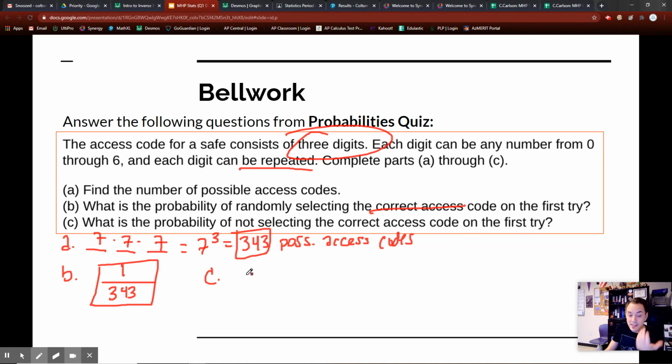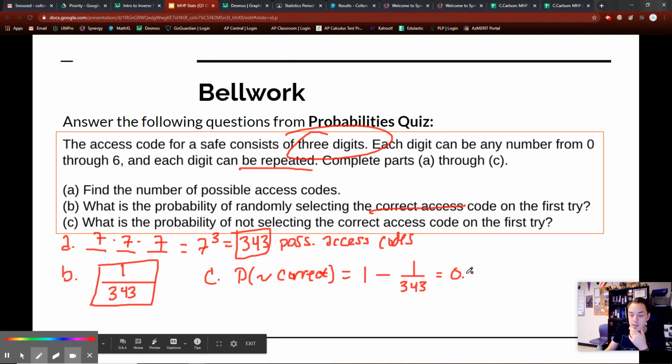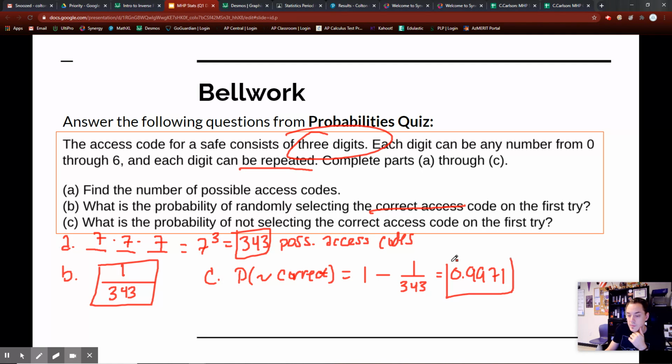And then C, what's the probability of not selecting it? So the probability of not selecting the correct access code is equal to 1 minus 1 all over 343. So this is the probability of selecting the correct access code. What's the probability of not selecting it? It is that. So then we go back to Desmos real quick. 1 minus 1 divided by 343. So it's about 0.9971 to round. About 99% of not getting the correct access code the first time. So that's what I have. Awesome. Sorry, I forgot I put that question on there, but we went over it, so that's fantastic.